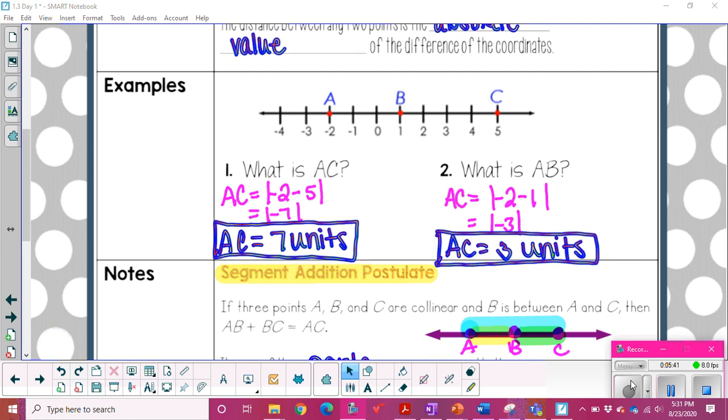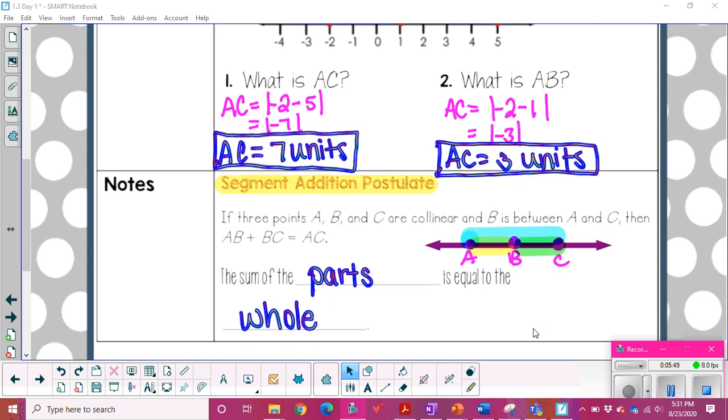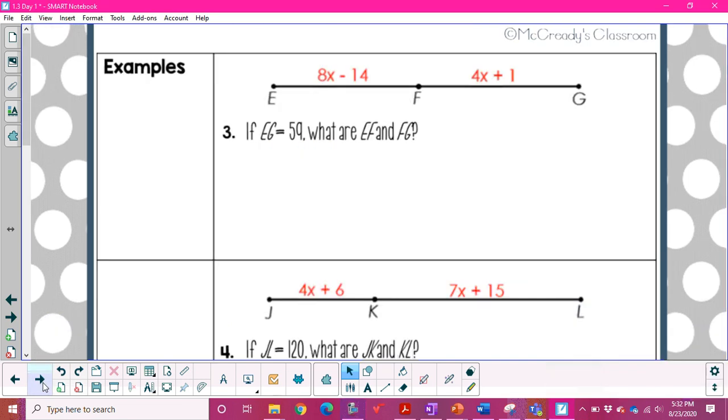Okay, so this segment plus this segment equals the whole segment. So one thing that we can say is the sum of the parts is equal to the whole. Okay, and this is actually pretty important. So the sum of the parts is equal to the whole. So let's look at an example.